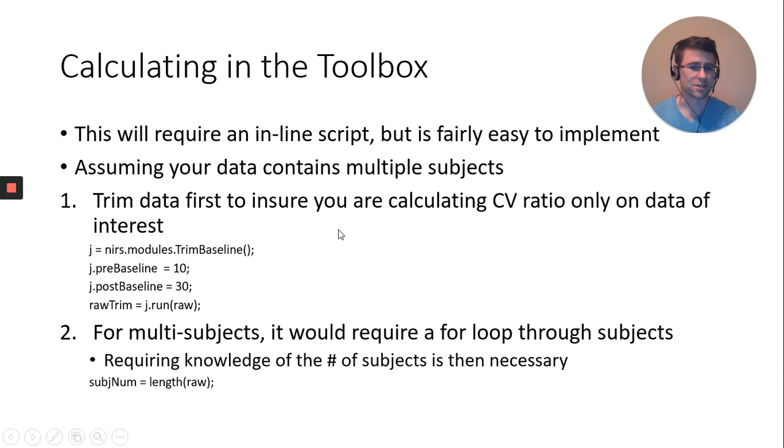If you have multiple subjects, you will need that for loop, as I mentioned. Not for this trim baseline. This will actually do it for all data sets, but for our coefficient of variance measure in a second. In order to do this for loop, you will need to know how many subjects you have. So this line of code will calculate that for you. Get the length of your data variable. You can also do size of the variable and then select the dimension, which in this case would be columns, which would be dimension 2. So you can do size(raw, 2), and that would output the same information.